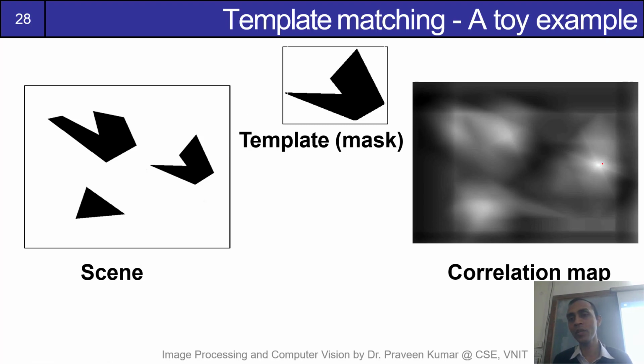So you can see at this location the score tends to be the highest, and there are next higher locations elsewhere, because some of the appearance here is also similar to the template, whereas at other locations like these background locations the score is not so high. So this is a toy example.